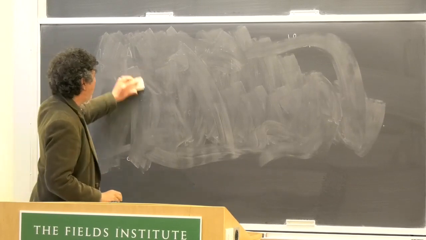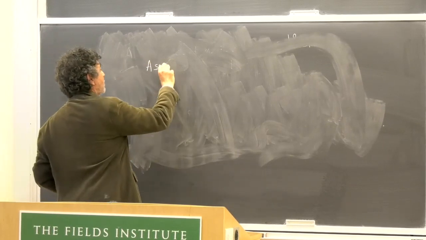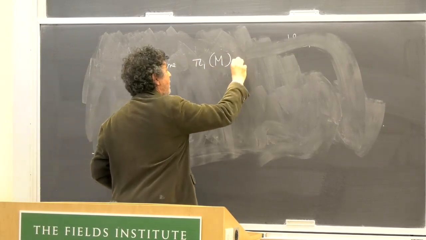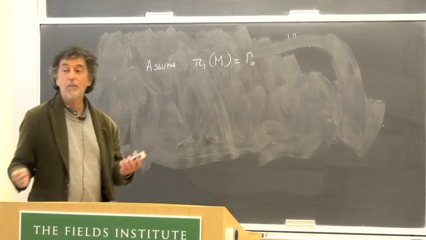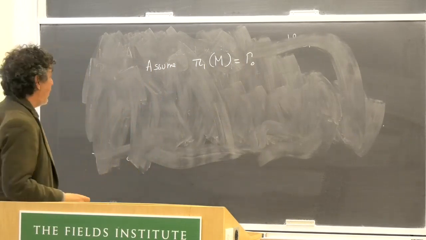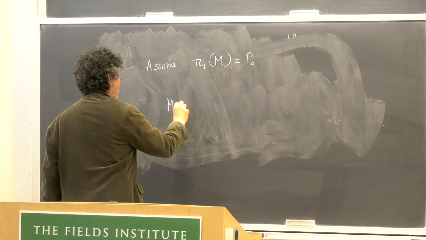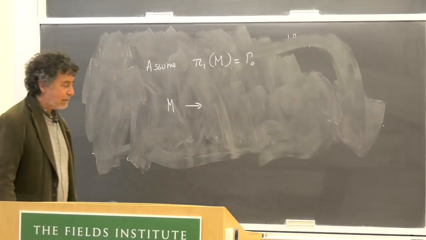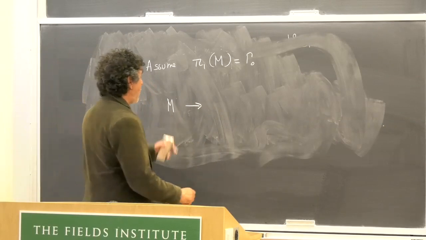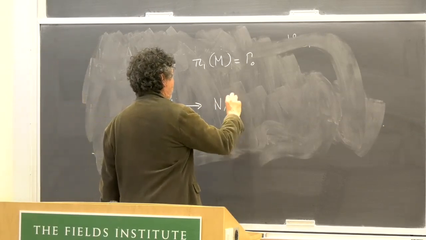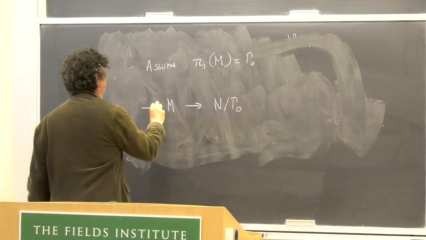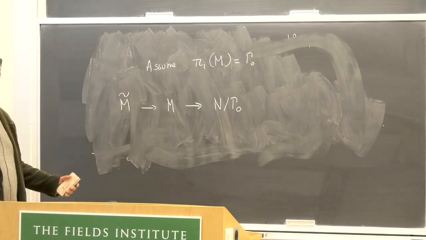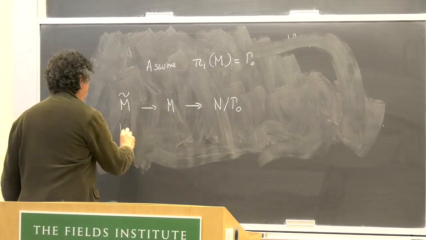Basically when you take M, okay, no, sorry. Assume for simplicity that P1 of M is this group gamma 0. Up to some covering, it's correct. It's okay. Then now you know that you have a, this is the first step of Postnikov tower. You have a map from M to N divided by gamma 0, and the fiber is M tilde. And this is a homotopy fibration.